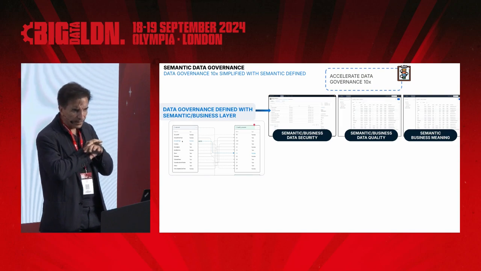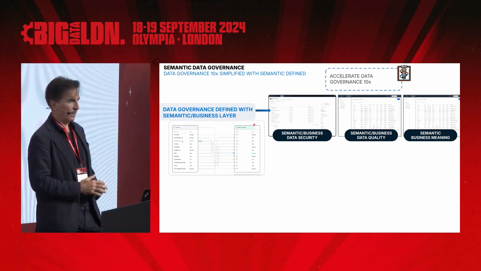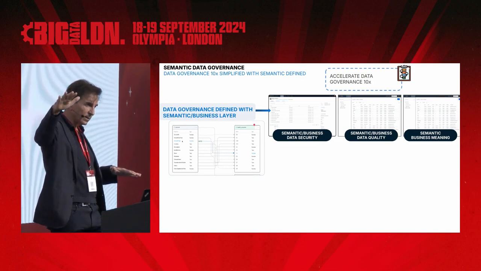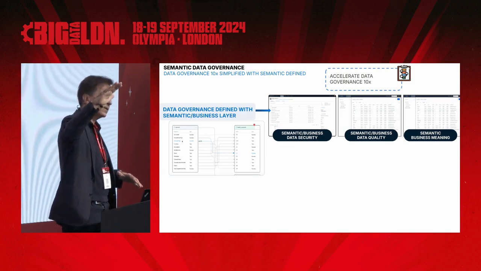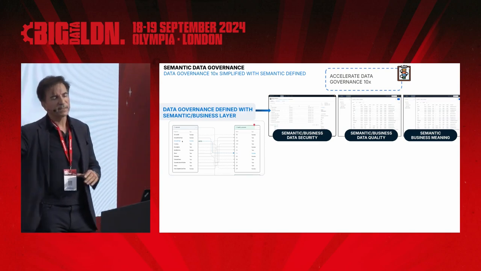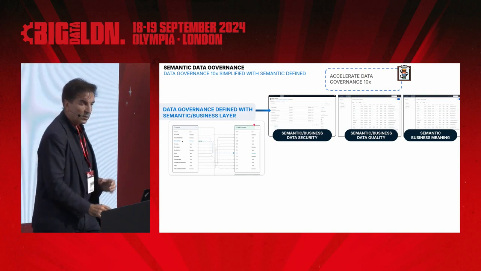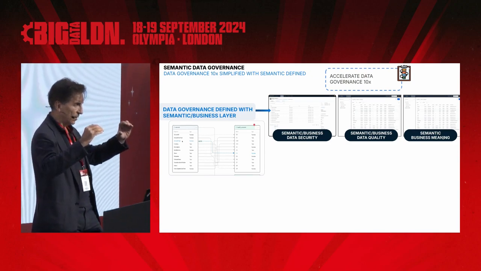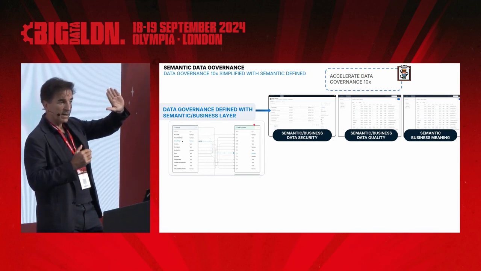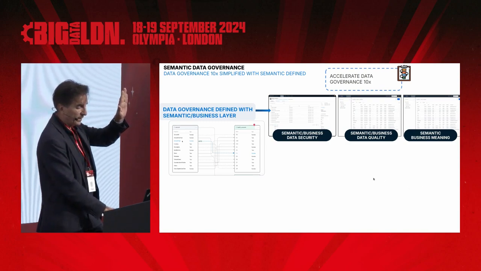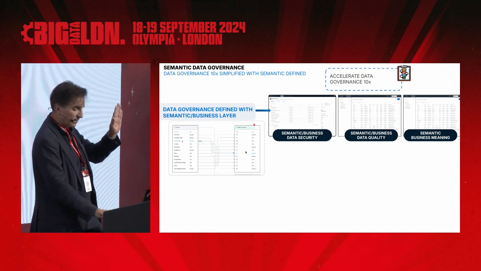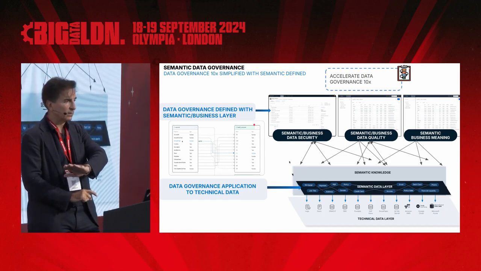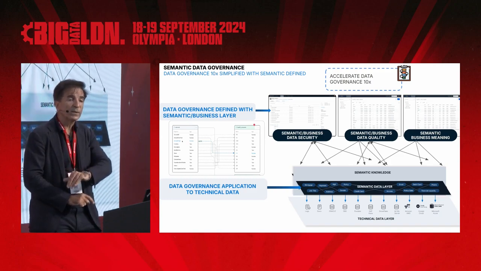It doesn't matter what data governance product you are using. They are fantastic products. If you are not governing the data with a semantic layer, you will go 10 times slower than with a semantic data governance. Why? Because what we are doing in a data fabric is you define the security rules, the quality rules, or the business definition to the business term, semantic layer. You map the technical data with the semantic terms, and then you can execute the security rules, the quality rules, or the meaning, and the metadata to any technical data.